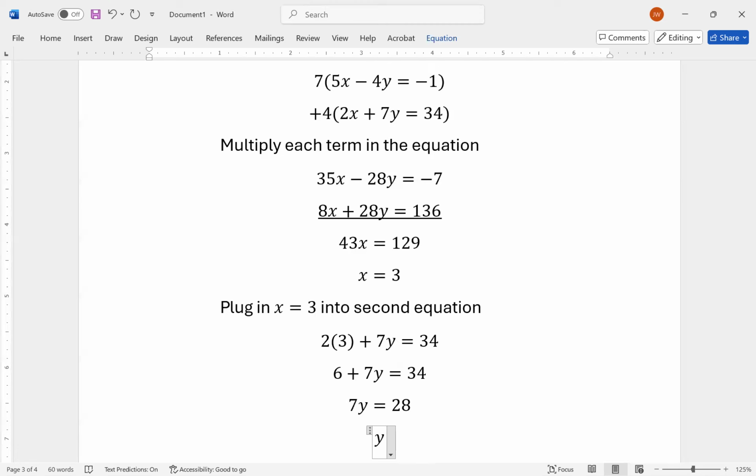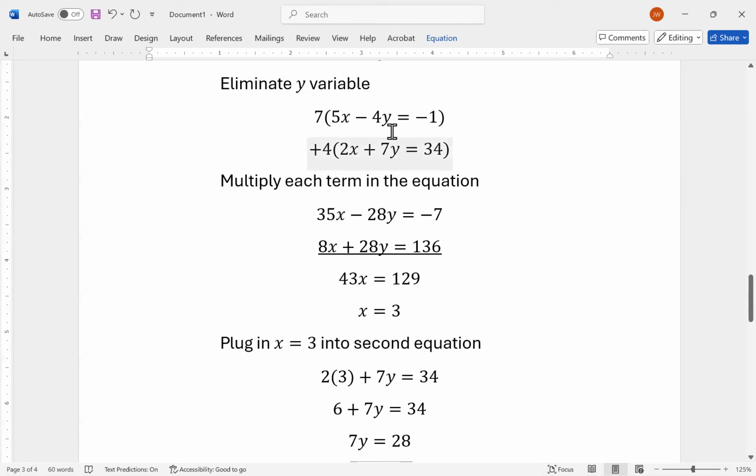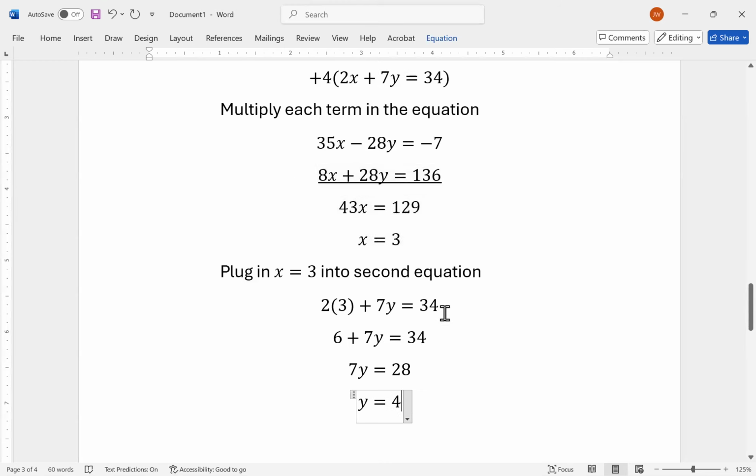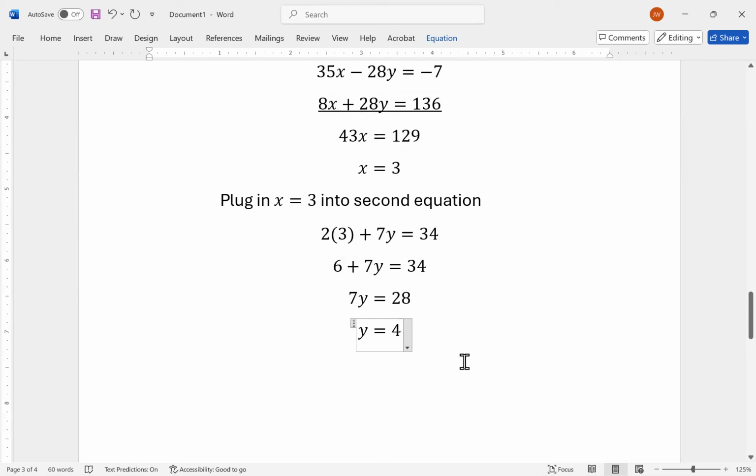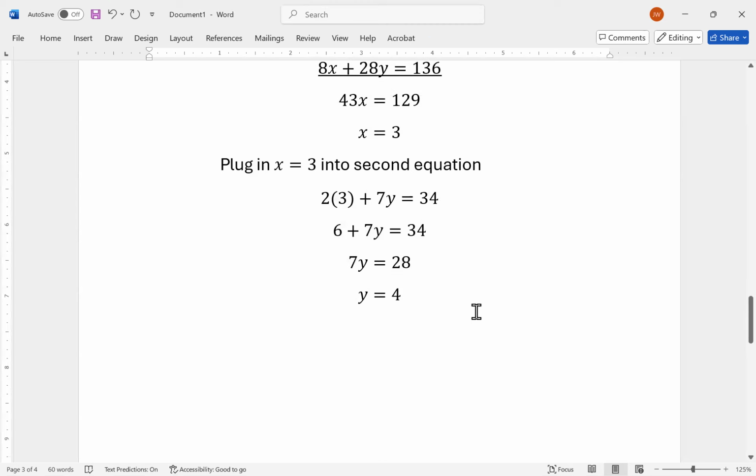y value of 4. So once I've done the elimination, got the x value, I plug it into my second equation and get the corresponding y value. In this case, we saw that the solution is the point (3, 4). Now that's pretty nice numbers to deal with. 3 and 4 are both whole numbers.